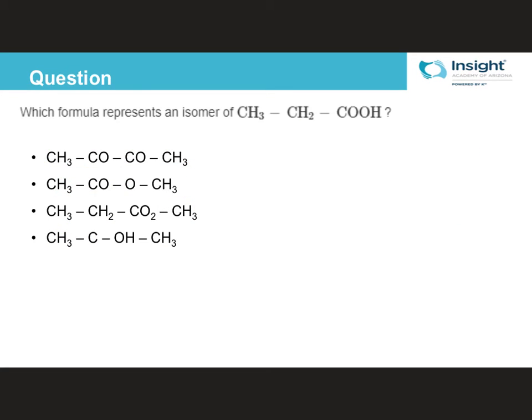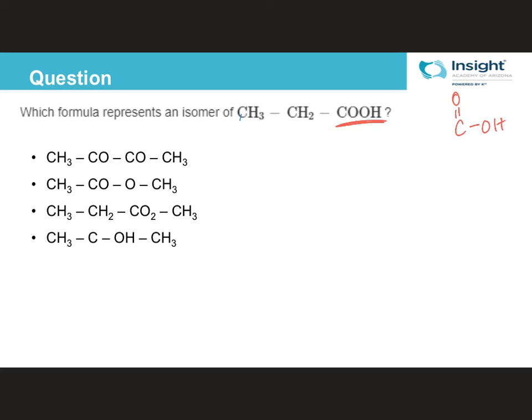All right, one more practice one. Which formula represents an isomer of CH3 connected to CH2 connected to COOH? Before you get going on that, a bonus review thing: which functional group is COOH? It can also be drawn like this. If you said carboxylic acid, you are right. So now let's focus on the question at hand.